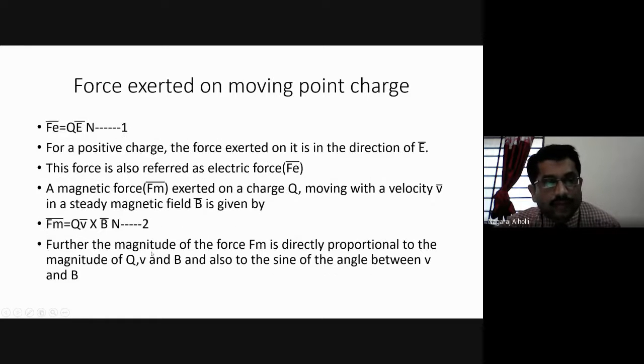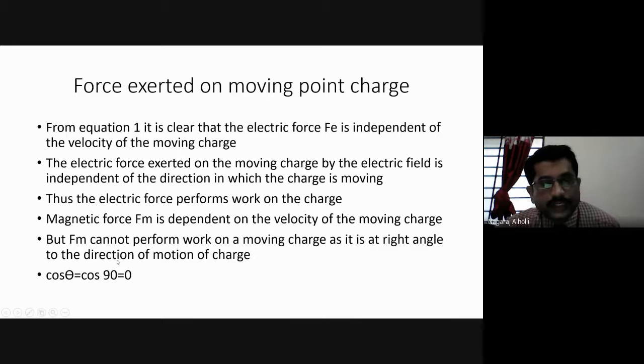As Fm cannot perform the work, the reason is that the magnetic force Fm is perpendicular to the direction of motion of the charge. The magnetic force Fm is at 90° to the direction of motion of the charge, and hence the cosine of the angle between Fm and the motion of the charge is cos 90, and cos 90 is 0, and hence the work done is 0. The magnetic force cannot perform any work, whereas in electrostatics, the force Fe can perform certain work.